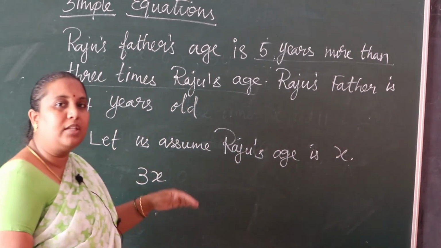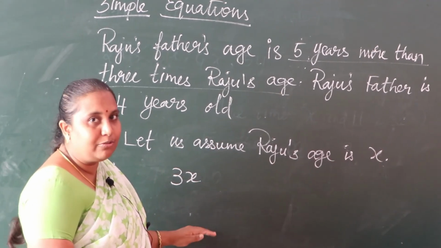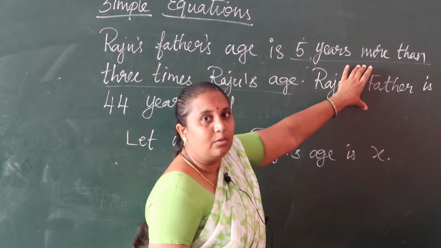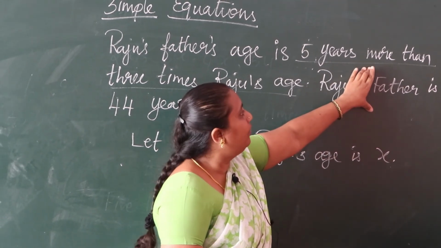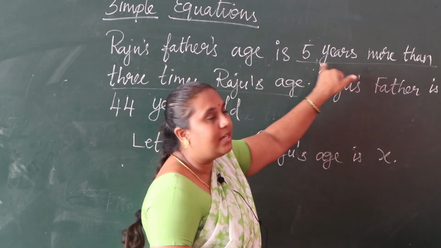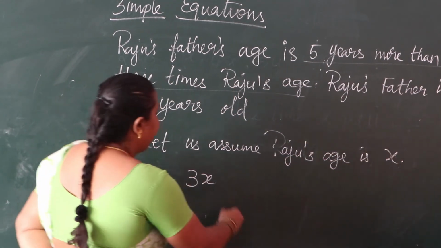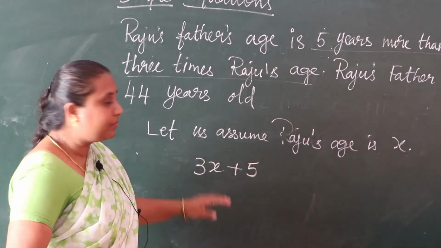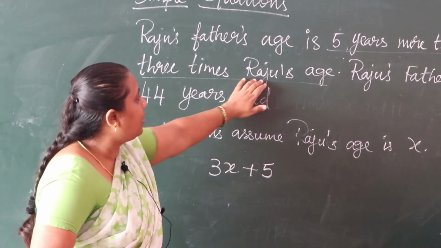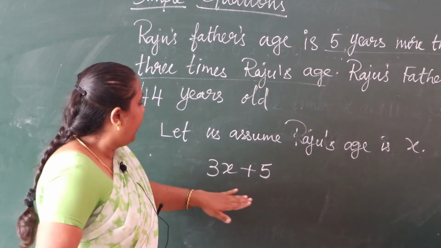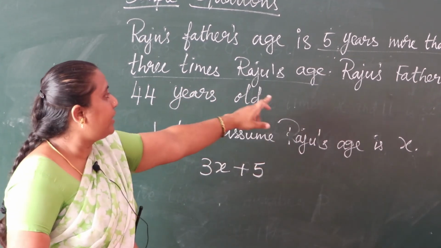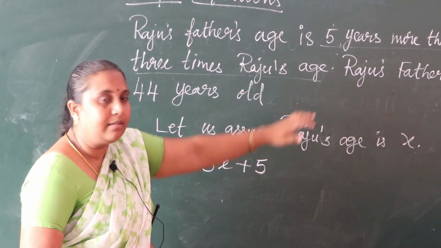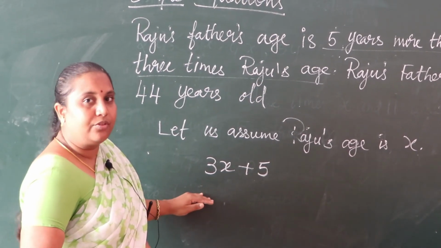And 5 years more than means we should add 5 to that. If it is less than, we should subtract it. Here we have more than, so 5 years more than means we are adding. So 3x plus 5. Understood? We are taking Raju's age as x, 3 times Raju's age means 3x, and 5 years more than means we are adding 5 to 3x.